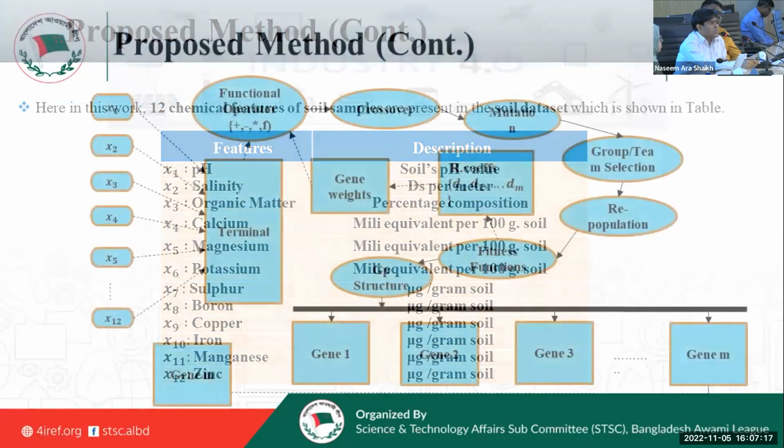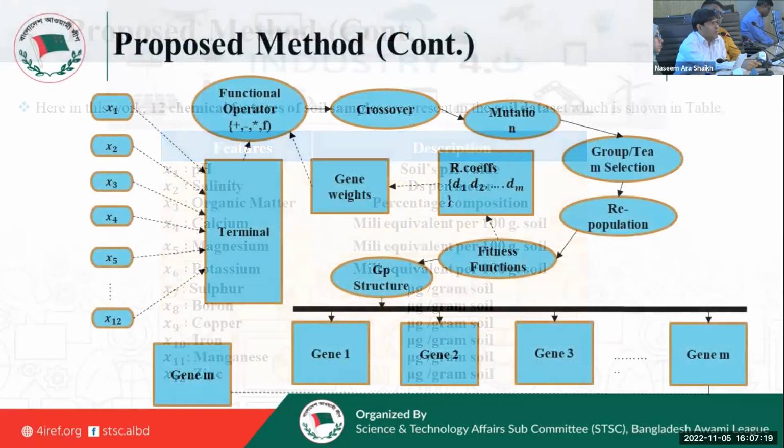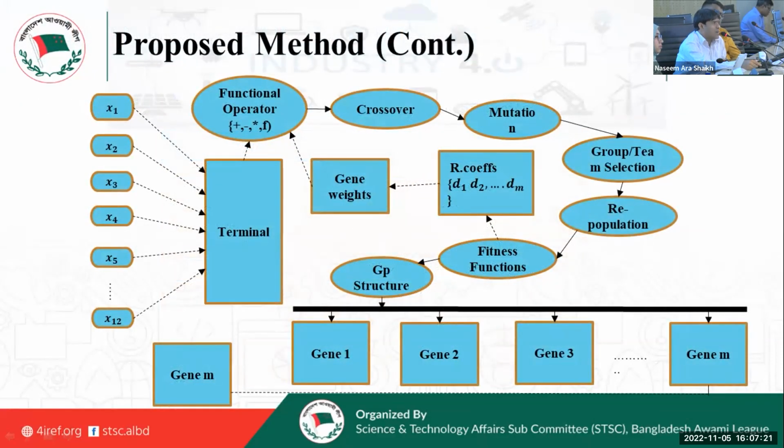And this is the overall functional block diagram. Here x1, x2, and x3 are the features of the soil series. Then we apply some functional products to build the mathematical model. Then we apply a fitness function to evaluate each gene. Then we get the best gene, and this is the potential solution of the computational model.